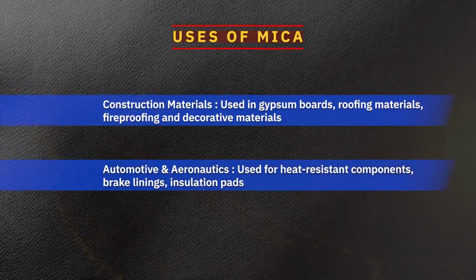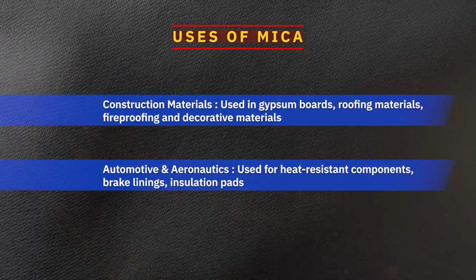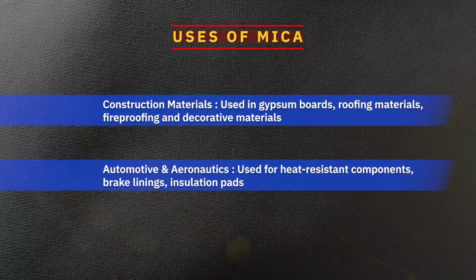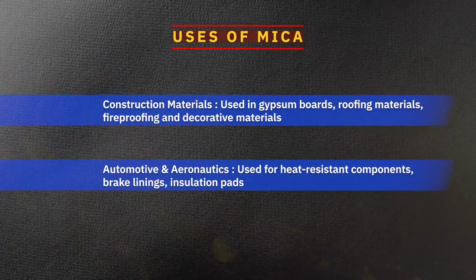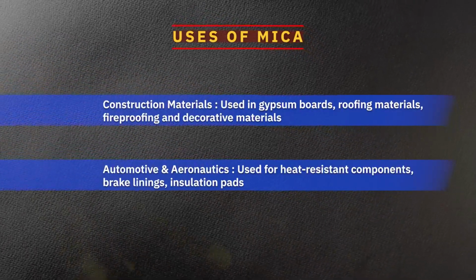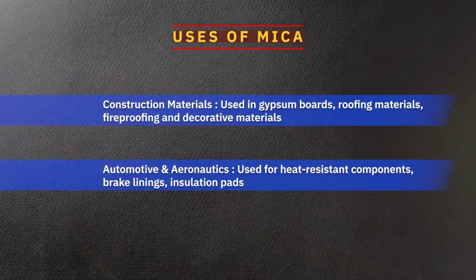And we also see various uses in the automotive and aeronautic sector as well. Here mica is used for heat resistant components, brake linings and insulation pads. Thus, we can say that mica is an extremely valuable mineral for our modern industry.